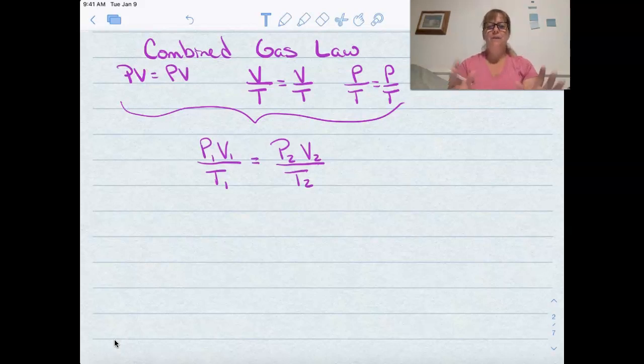Hello, welcome back. So we're gonna pick up where we left off with this combined gas law, and I'm gonna show you 4 demo problems on how to use this no matter what situation the problem asks for.